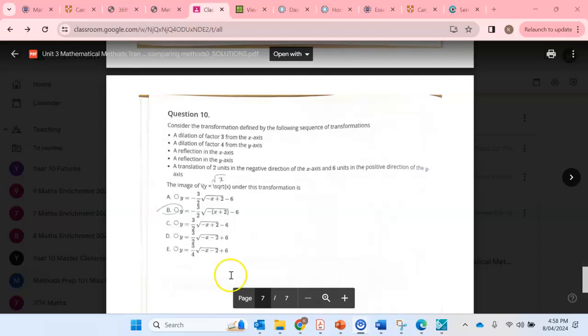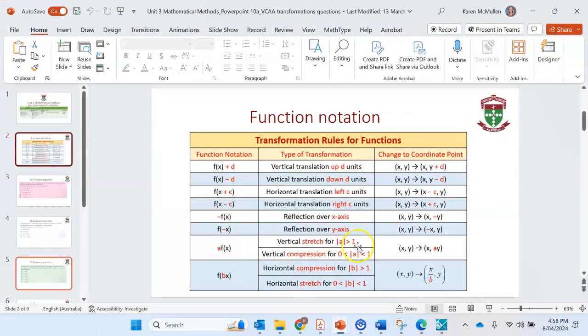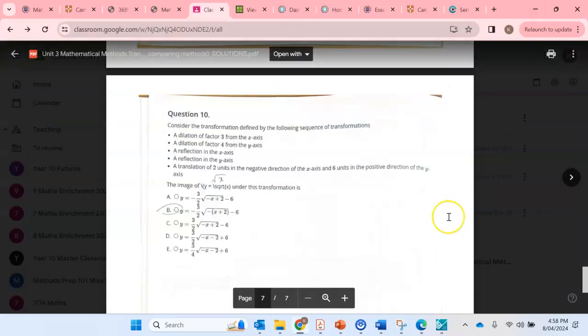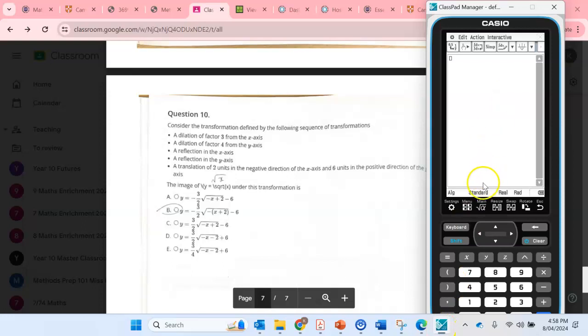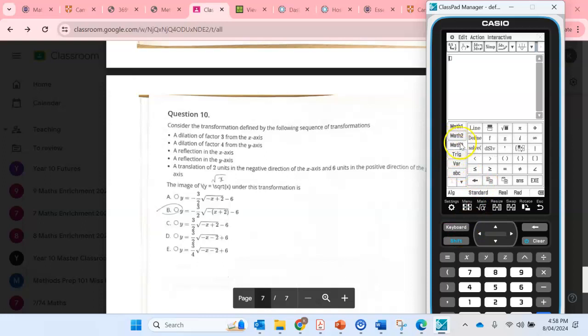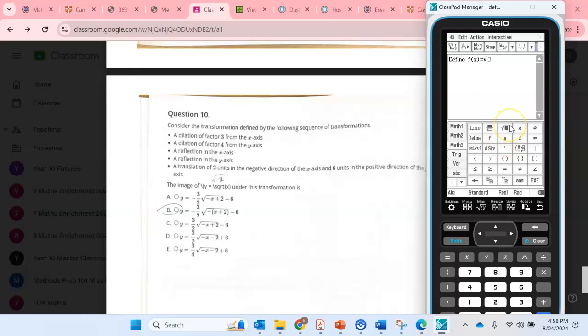So we're going to use the calculator because it's quite visual doing it that way. And just remember this function notation. We're going to use this function notation when doing our transformations on our calculator. If you've got a multiple choice question, it's a tech active question, which means you can use your calculator for it. All right, so I'm going to define this function as f of x. It's the square root of x. So if you didn't know that, maybe pause and have a go at this question again.